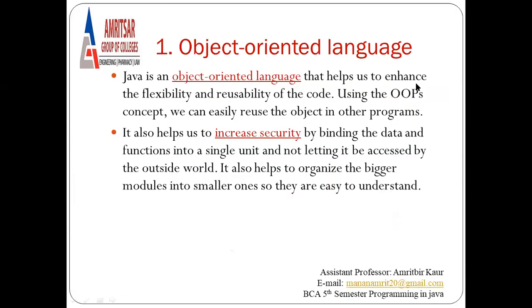So our first feature is object oriented language. Java is an object-oriented language that helps us to enhance the flexibility and reusability of code. Using object-oriented concepts, we can easily reuse the object in other programs. So it is an object-oriented language, so we can implement classes, objects, inheritance, abstraction, encapsulation. With the help of inheritance we can reuse our code.